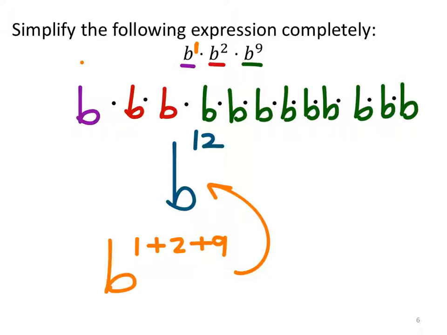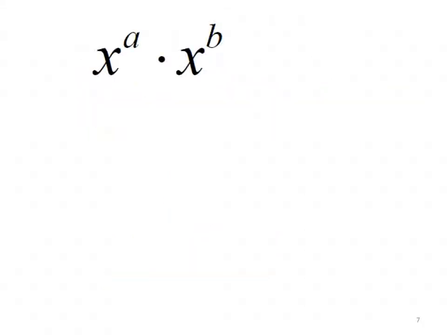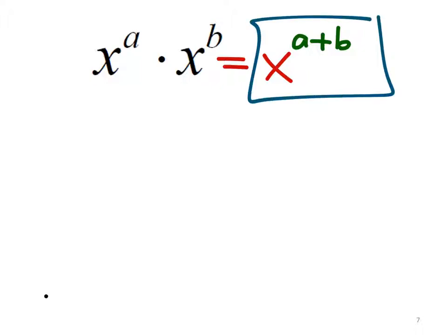So this brings up the rule. X to the power of a times x to the power of b. Now once again we're multiplying x's repeatedly. But in this case, even with these letters as the exponents, we would just add these two together. So a plus b, and that is the rule.